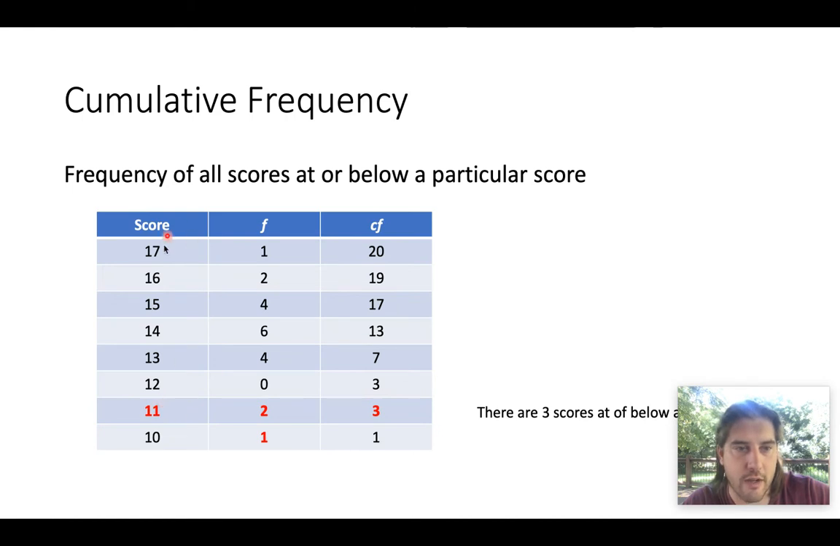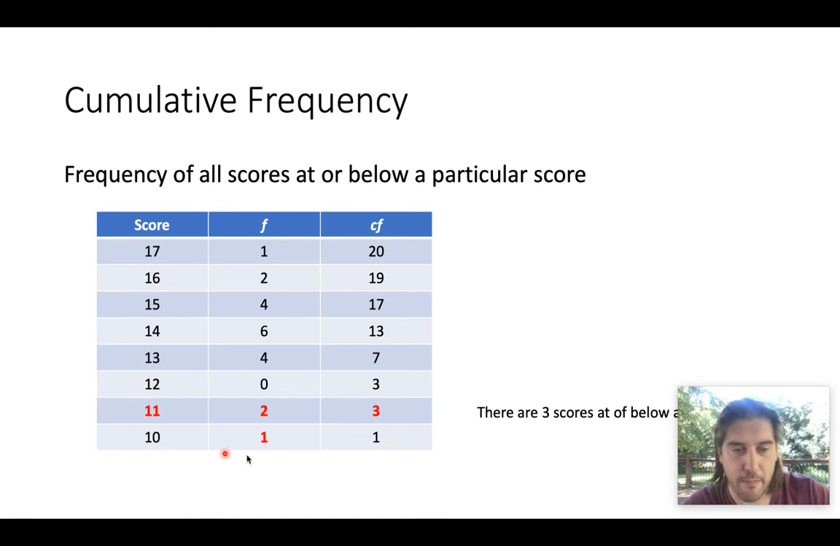Here, our data range from a score of 17 down to a possible score of 10. Here we can see our frequencies, how many times each of those scores occurred. And here we can see our cumulative frequency, meaning how many scores occurred at or below that particular score. So for example, we take the score of 11. There were 2 instances of 11, and there was 1 instance below 11, giving us a cumulative frequency of 3 for 11. 3 people scored at or below 11.